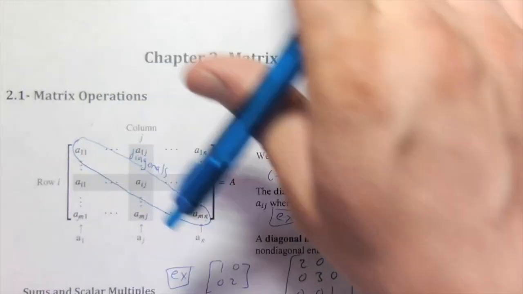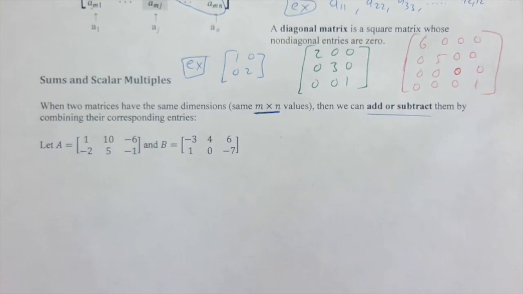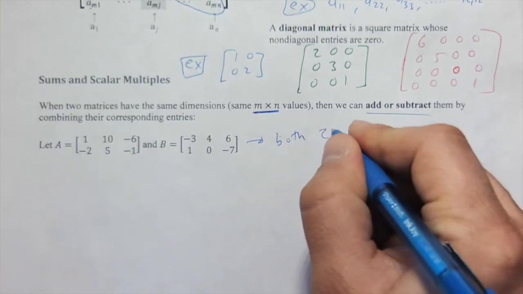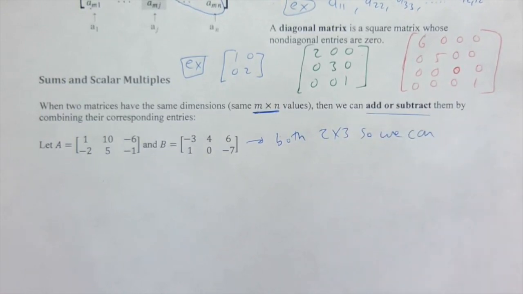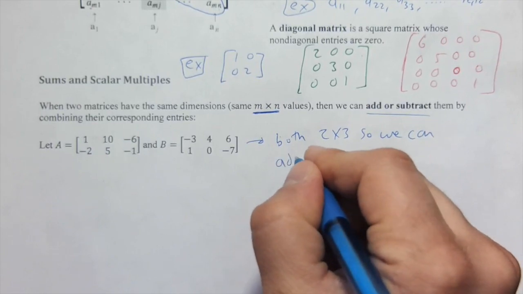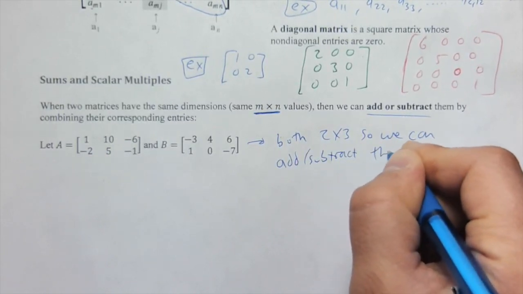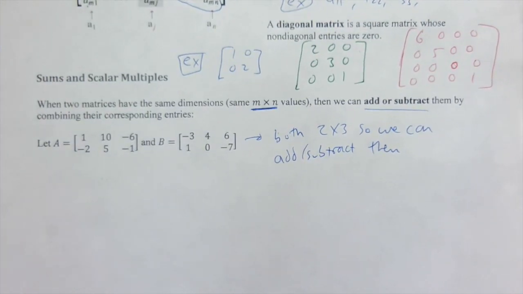So here's an example where we have two matrices. They're both the same size, right? So these are both 2 by 3. And so that means it's possible to add or subtract them. Now, very similar to vectors, you just add or subtract the specific entries. And so that's why you need to have the same number of them, so that you have something to add or subtract from every entry.